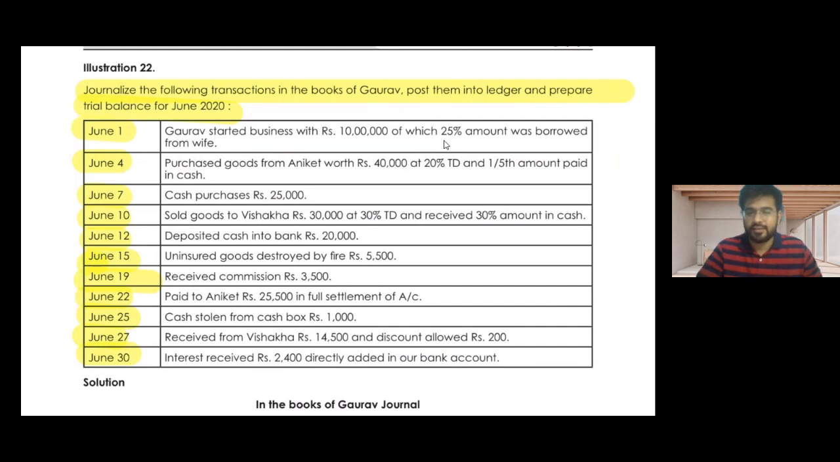In the next class we will discuss this question and we will solve this from your journal entry to your trial balance, and then we can go to the adjustments of your final accounts. What are the adjustments? What are the errors? How can we identify the errors? How can we rectify the errors? That's all we need to talk about.